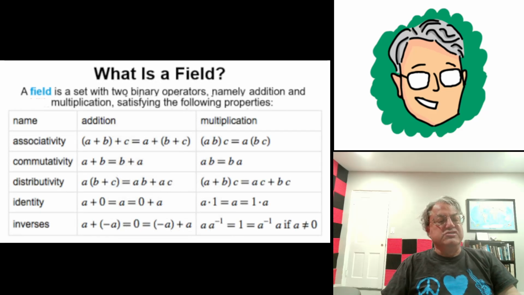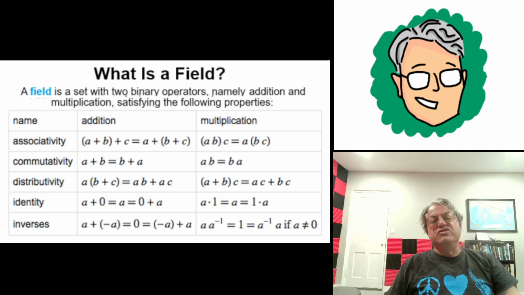So first, before we start talking about algebraic number fields, we have to talk about what a field is. A field is a more basic concept. A field is just a set with two binary operators, what we usually call addition and multiplication, satisfying the following five axioms or properties. And there are properties associated with addition as well as multiplication.